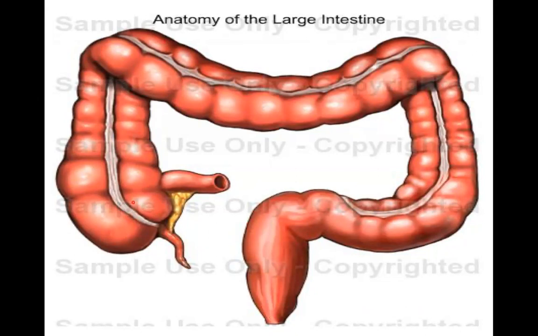Each part will be discussed, including its length. The total length of the large intestine is 1.5 meters. But for the length of each part, for example, the cecum is 6 centimeters, the ascending colon is 12.5, the transverse colon is 50 centimeters, the descending colon is 25 centimeters, the sigmoid colon is 37.5. And then we have the rectum and the anal canal. The anal canal at the end is 3.8 centimeters. These are the lengths of each part.